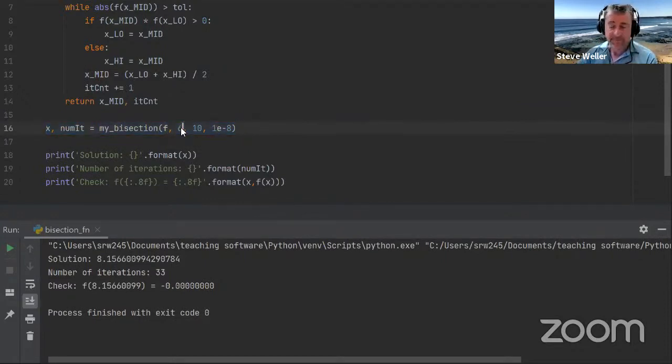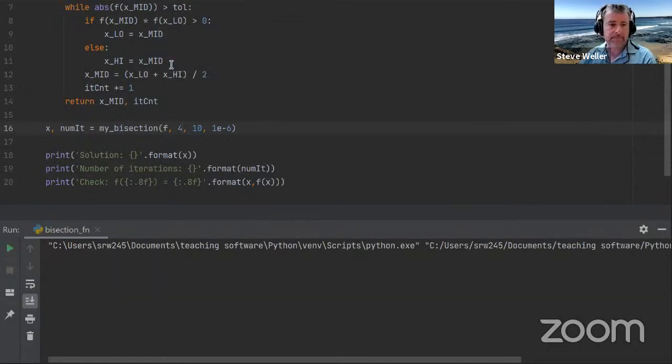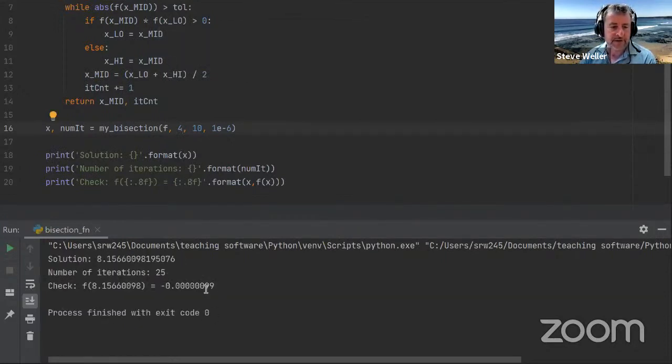What happens if we start the bisection method with the same tolerance as before, but with a different lower limit, 4. Run it again. 25 iterations. We know the answer's right. We can substitute back into F and get the answer. What happens if we bump up the initial? Suppose we only know the answer is somewhere between 4 and 12. Run the code again, 27 iterations.